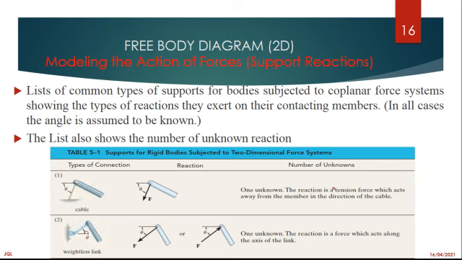It is very important for you to know the number of unknowns. If you have more unknowns than your equations, then it will be very difficult for you to solve that problem. So you need to analyze, you need to assess the member and try to analyze the number of unknowns and also the reactions.